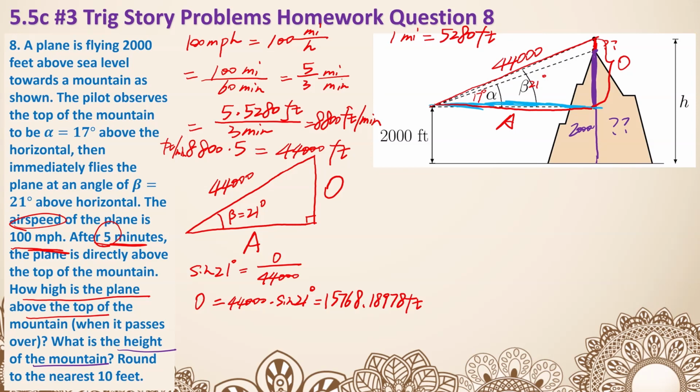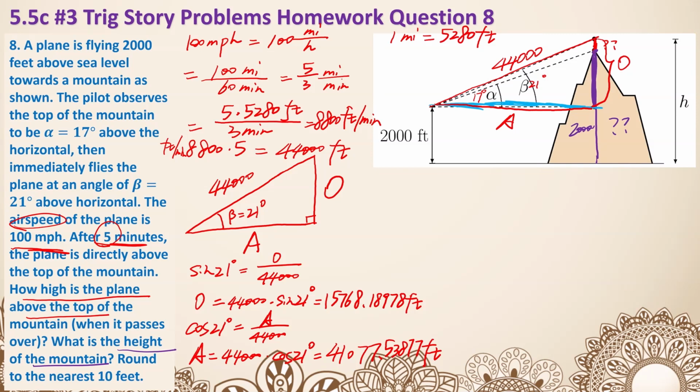Okay, next, if you want to find the adjacent, that would be cosine 21 degrees, and that is adjacent over 44000. So the adjacent side is 44000 times cosine 21 degrees. If you put that in your calculator, that's 41077.53877 feet. There you go. So we found the adjacent side and the opposite side.